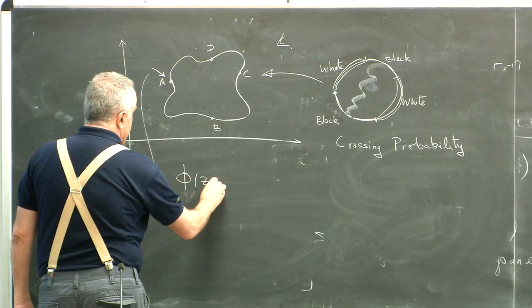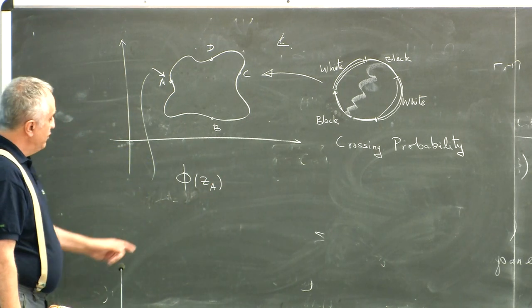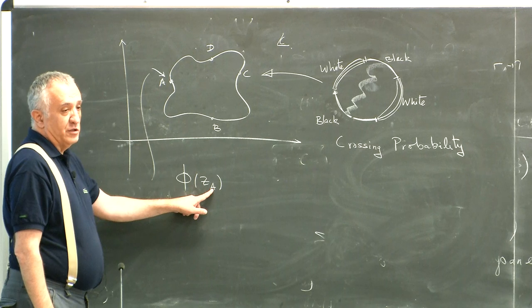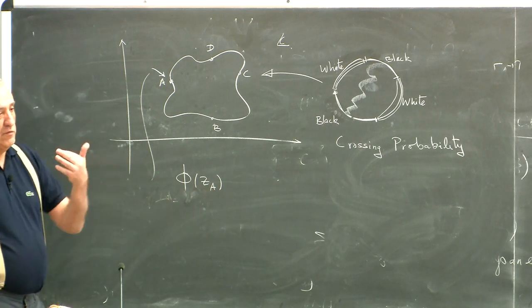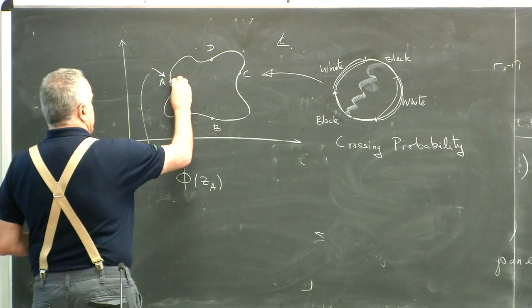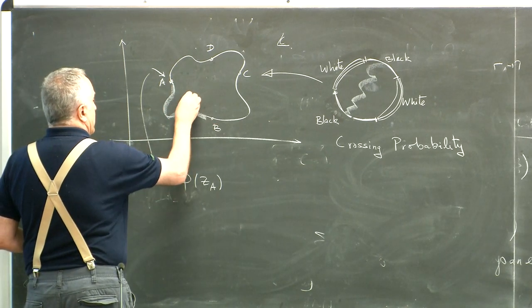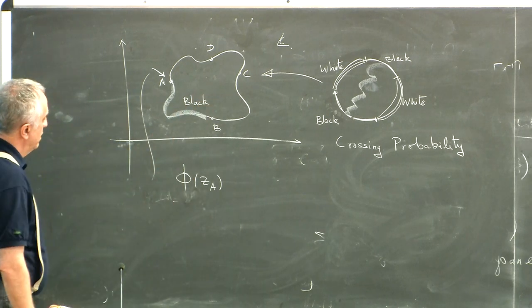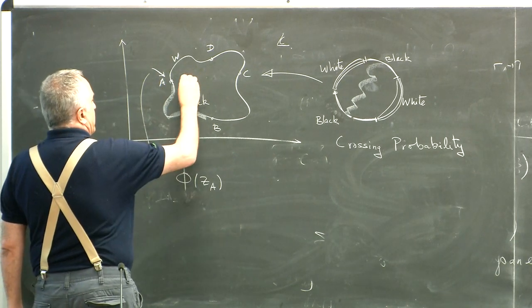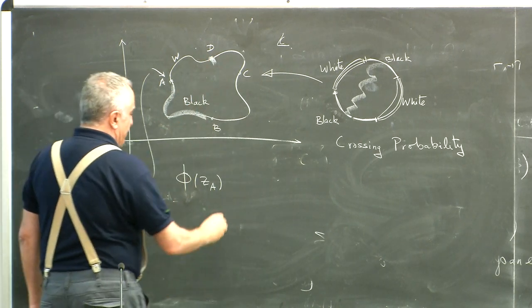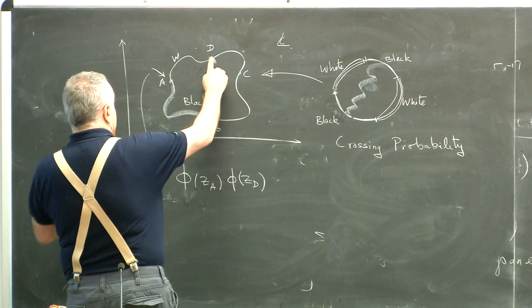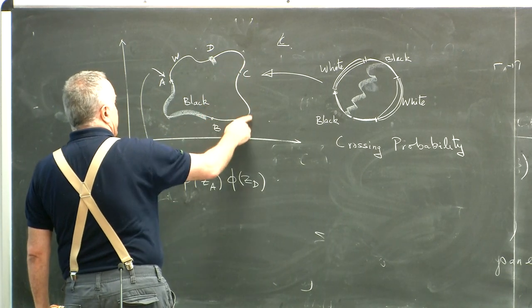which I claim is some operator phi of z_i. What phi of z_a does is that, at z_a, it changes the boundary condition. In fact, I have just two boundary conditions. It can either be white or black. So if I start with this segment being black, then acting with this operator phi of z will change it into white. Then again, I act with phi of z_d, and it changes the boundary condition here, again at c, and finally at b.